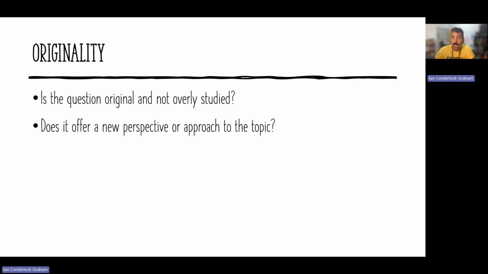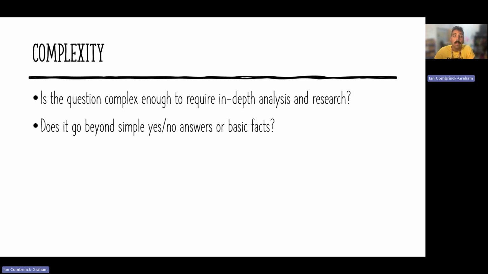Is it original? Again, it can't be studied before. Originality is very important in AP Research. You have to make sure it is a gap in the research, something that's not been done before. And does it offer a new perspective or approach on the topic? So something that somebody has not done or thought of before. It can be very similar to something someone has done, but you look at it in a new way, and that's acceptable. But it has to have some uniqueness to it.